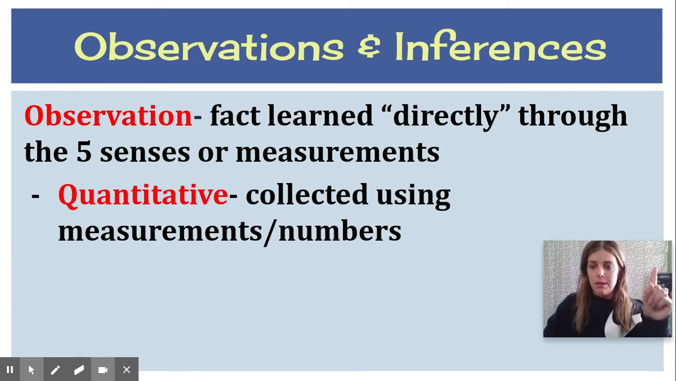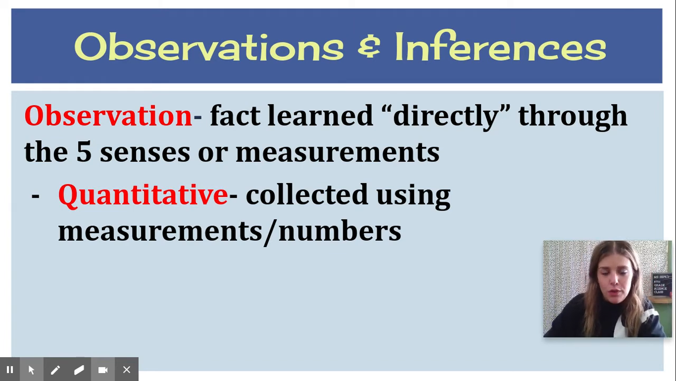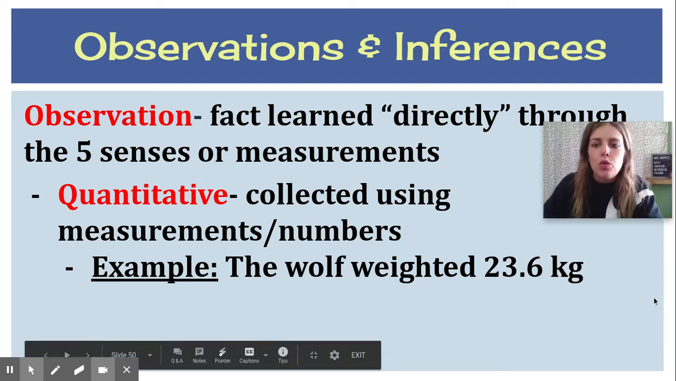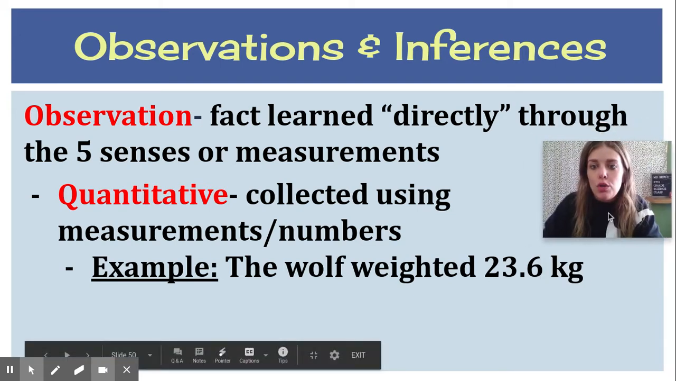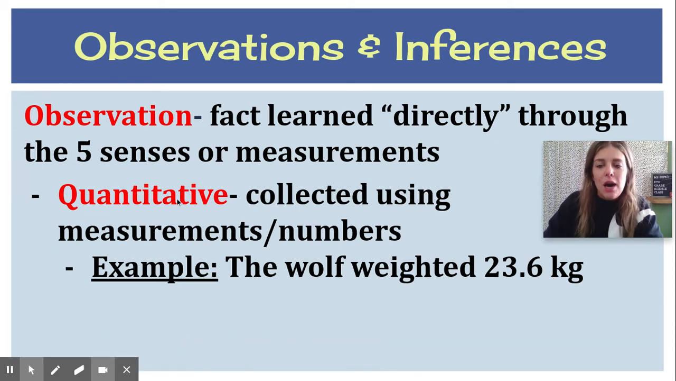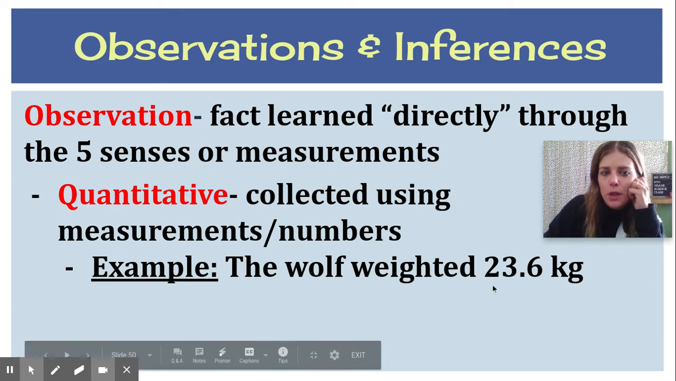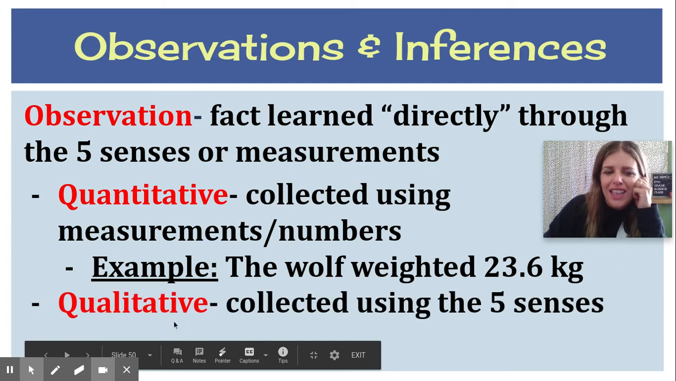Then this is one of the types of observation, a quantitative observation. Quantitative observations are collected using measurement or numbers. For example, the wolf weighed 23.6 kilograms. Notice that this has a measurement of weight, so we know this is a quantitative example. You can also see numbers in the data collection, so that's your clue that it's quantitative. Hey, look at this. The word quantitative has an N in it, so you know that if you see numbers, it's probably quantitative data. Then there's qualitative data.